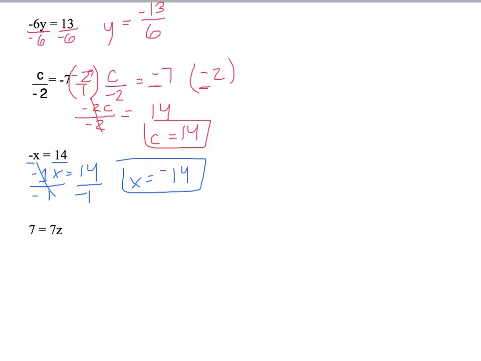Our last example is a little bit tricky as well, just because it looks different from the others. But you do the same thing where you try to get z by itself, divide both sides by 7, and you get 7 over 7 here, so this becomes just 1. And you get 7 over 7 here, and that becomes 1. So you have 1 on the left side equals 1z, or just z. So z is equal to 1.